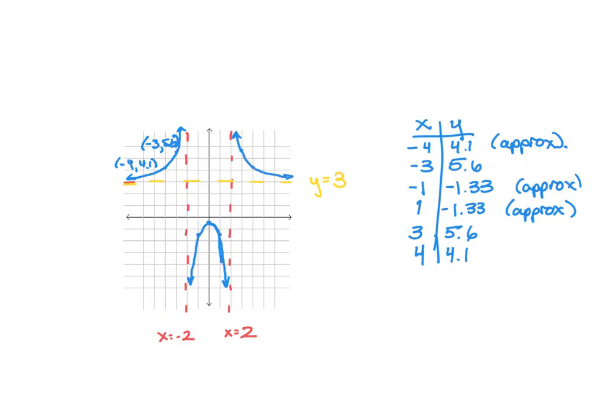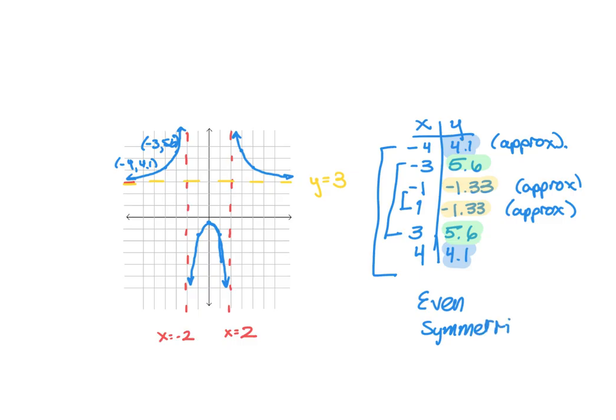And so one thing that I do want to point out is notice here, when we change the sign of our x's, we get back the same y values. We get 4.1 and 4.1. We get 5.6 and 5.6. We get negative 1.3 and negative 1.3. This function, even though it's not a polynomial, it is even, and it is symmetric about the y-axis. All right, just to kind of talk about some of the stuff that we've talked about previously.